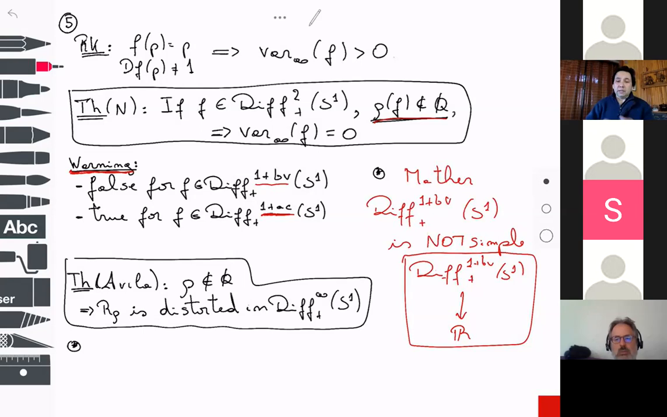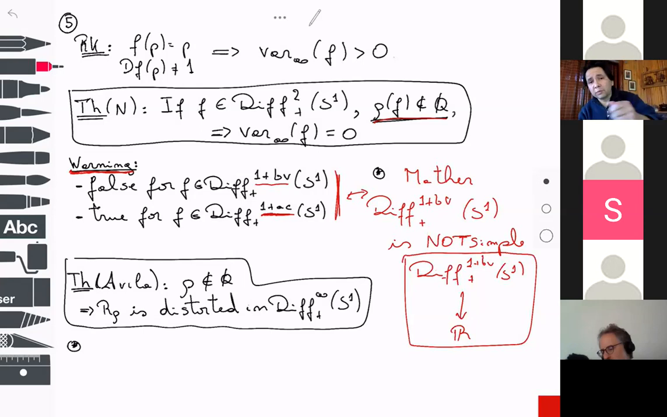So this Mather homomorphism lives only on very irregular diffeomorphisms, so for diffeomorphisms that have bounded variation but don't have absolutely continuous derivative. Okay, and actually there is a close relation between this fact here and the Mather homomorphism here. But anyway, if you go beyond these differentiability issues, so you go to C2 or actually into C infinity, the asymptotic variation of the diffeomorphism of the circle is zero.